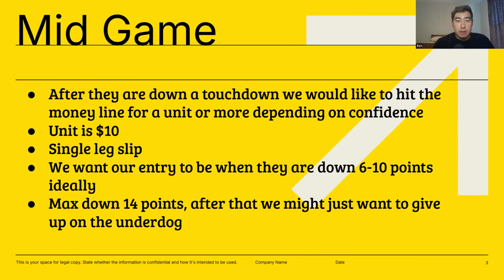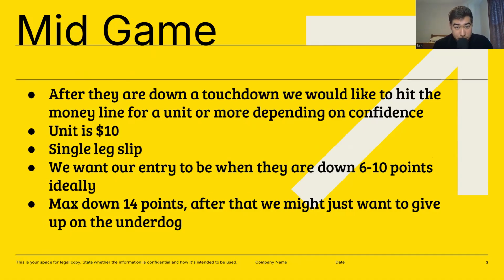Instead of betting on the money line before the game started at plus 300, when they're down a touchdown it's going to jump to like plus 900. So we want our entry point to be at plus 900. Just like trading, we want a good entry point into our bets. We want our entry to be when they're down 6 to 10 points, ideally, but more ideally just down a touchdown, down 7 points.